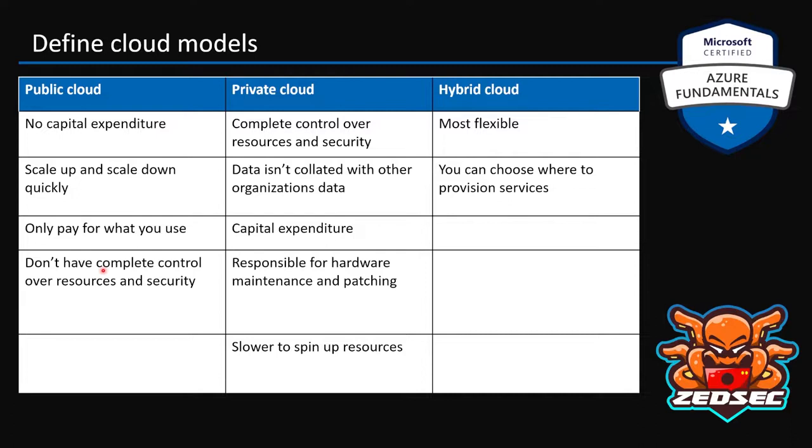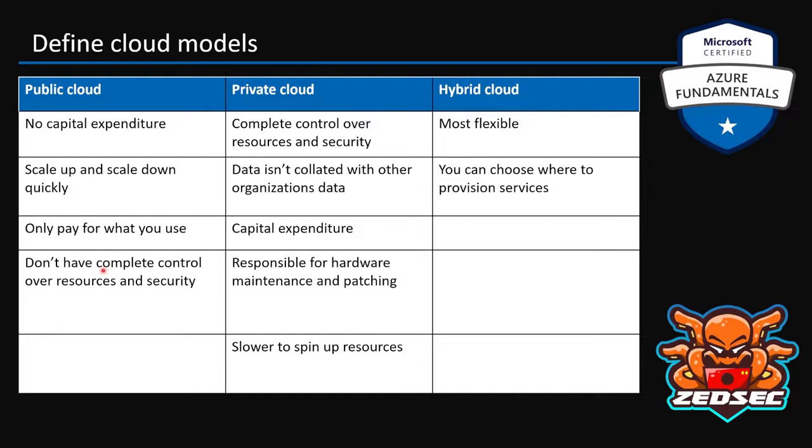So if you want to double your power and double the amount of compute power you have, you're going to have to buy a bunch of massive hypervisor servers, and that's going to cost a lot of money up front. You're not just paying for the resources you're using, you're paying for the maximum load of resources you want to be able to support. You're also responsible for patching and hardware maintenance.